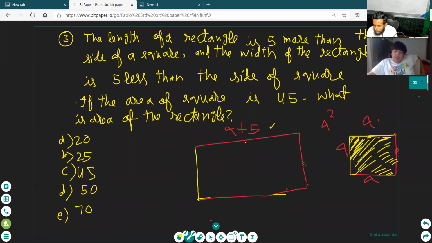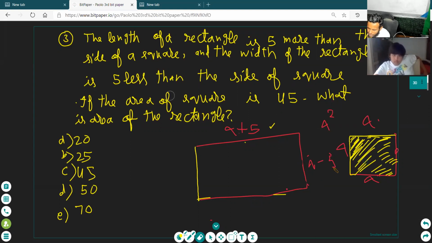Width is 5 less than the side of the square. Yes, write it. Wrong, Paulo. 5 less means from the length we will subtract 5. Okay. What is next?